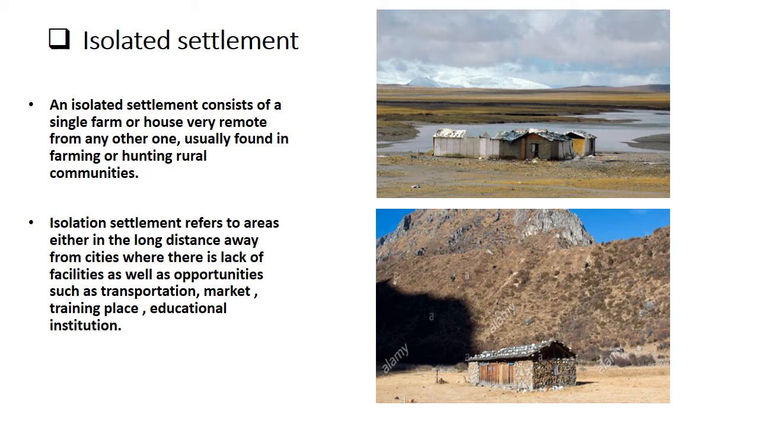These are seen almost in the remote areas where people cannot go and stay easily or conveniently. These types of settlements also lack transportation, educational institutions, and markets, and they don't have any proper infrastructure either.